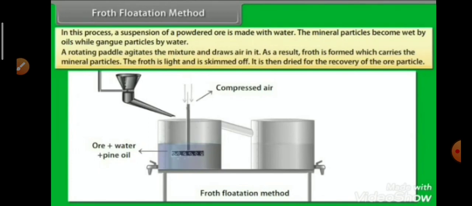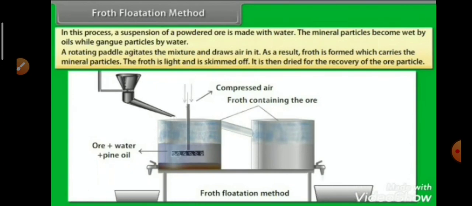A rotating paddle agitates the mixture and draws air into it. As a result, froth is formed which carries the mineral particles. The froth is light and is skimmed off. It is then dried for the recovery of the ore particles. Children, the meaning of froth is a small mass of white bubbles on the top of a liquid, whereas the meaning of gangue is valueless material in which ore is found.